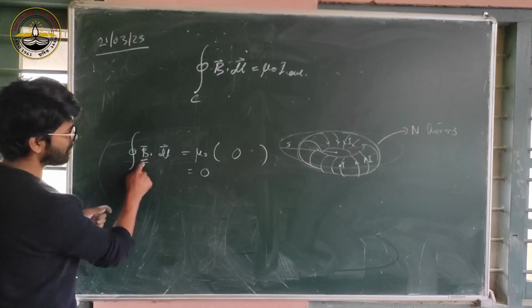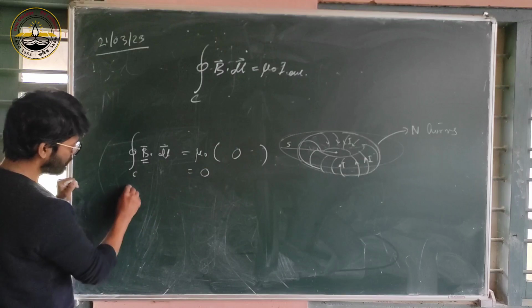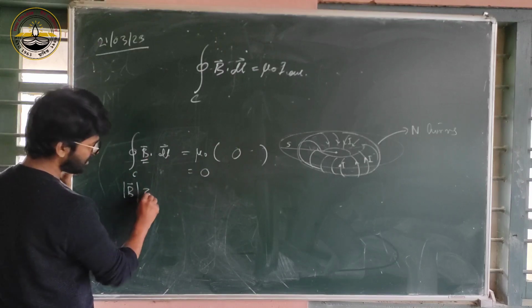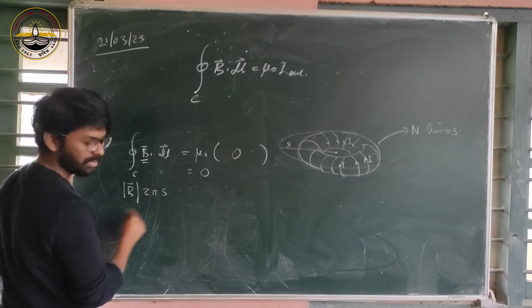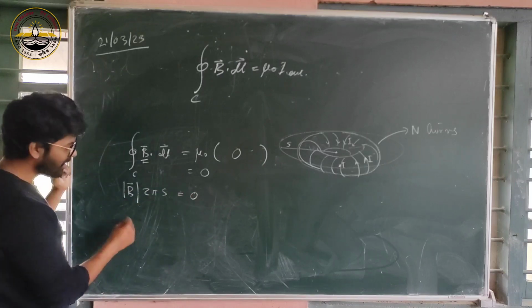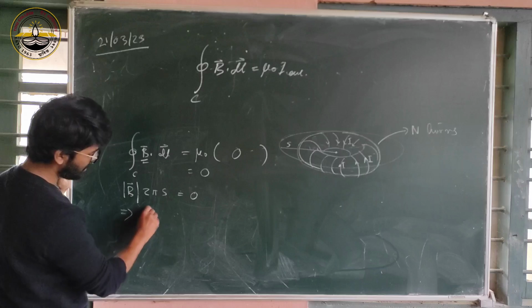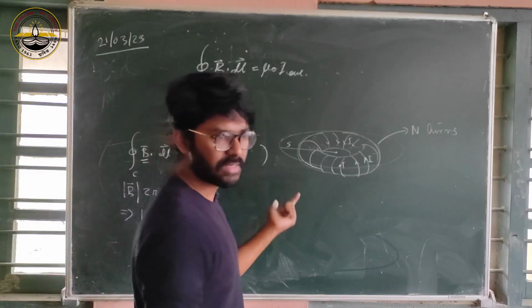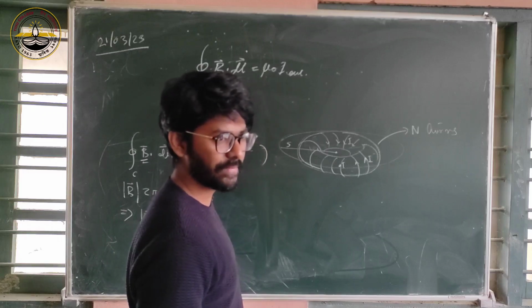And B is constant at every point, so B comes out. And what is the total of dl? It is 2 pi s, the perimeter, equal to 0. And that gives us the magnetic field strength is 0 everywhere outside, just like the solenoid.